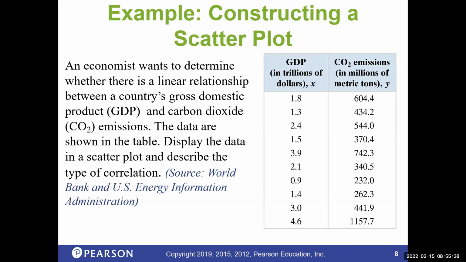So constructing a scatter plot. It says an economist wants to determine whether there is a linear relationship between a country's gross domestic product, known as GDP, and carbon dioxide, known as CO2, emissions. The data are shown in the table. Display the data in a scatter plot and describe the type of correlation.